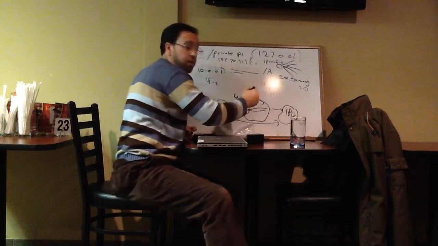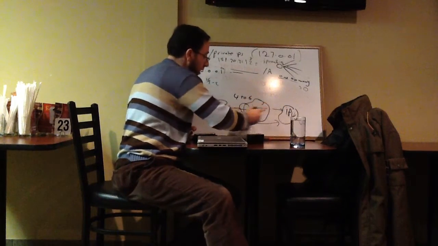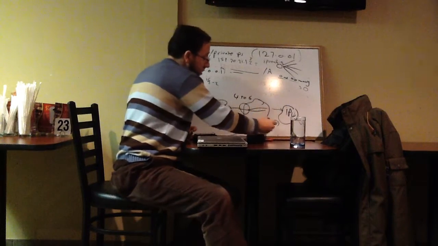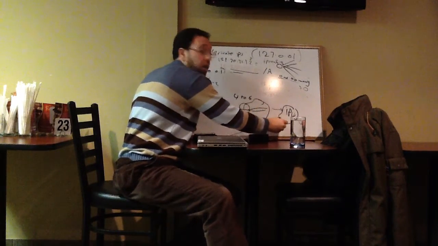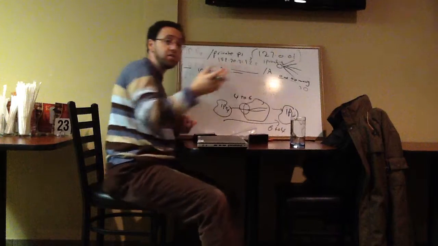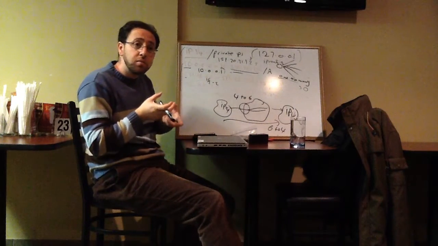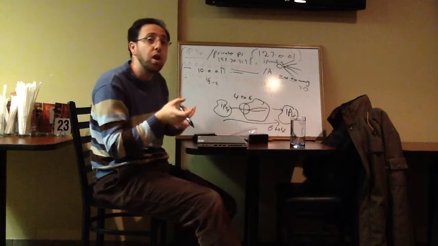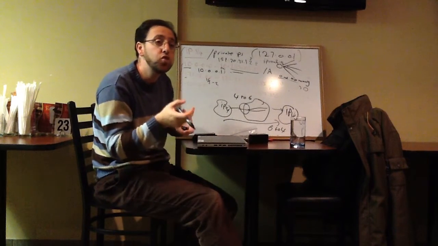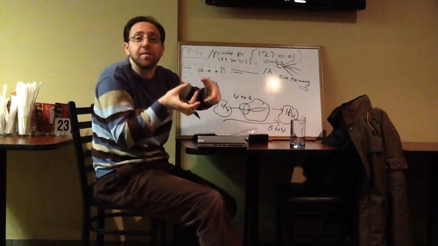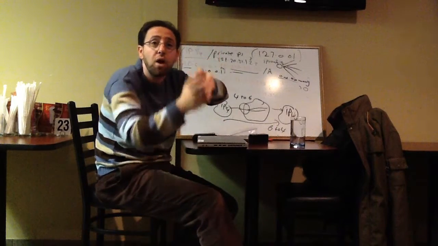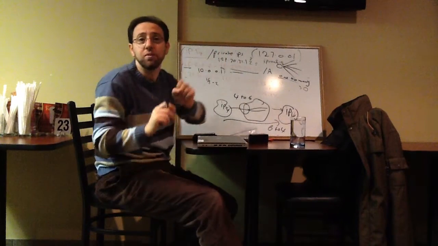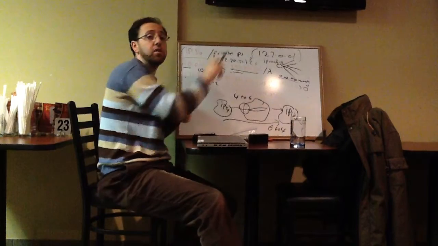Now there's another kind of tunneling called 6 to 4. That's vice versa. It's another tunnel that encapsulates your IP version 6 into IP version 4 packets, and routes it through the IP version 4 cloud, and gets it to the destination.